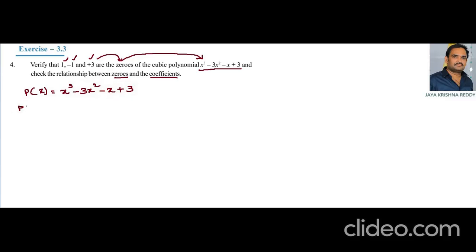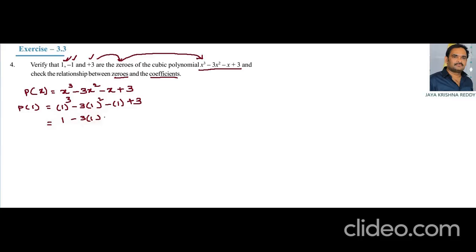Now substitute the first number in place of x. P of 1, we are substituting the first number 1. So in place of x, let us write 1. So it will become 1 cube minus 3 times x square, means 1 square, minus x, means 1, plus 3. So it is equal to 1 cube, means 1 into 1 into 1. So its value is 1, minus 3 into 1 square, and 3 times 1 square means 1 into 1.